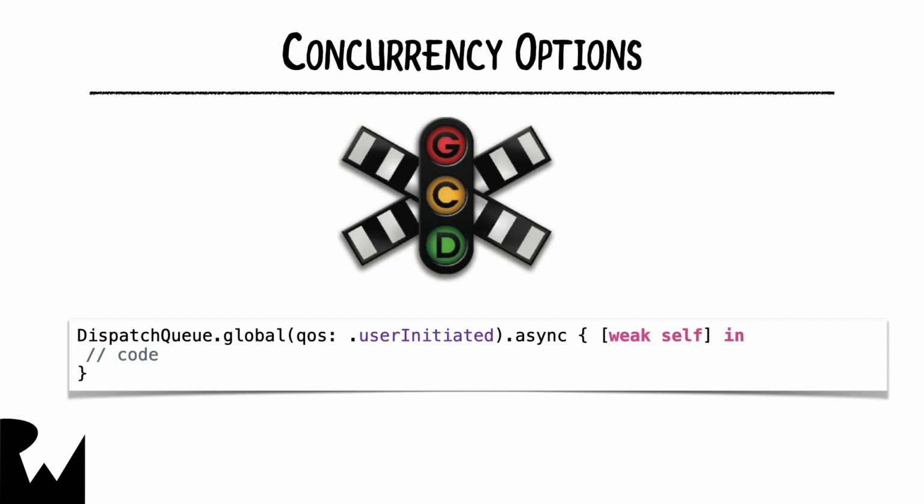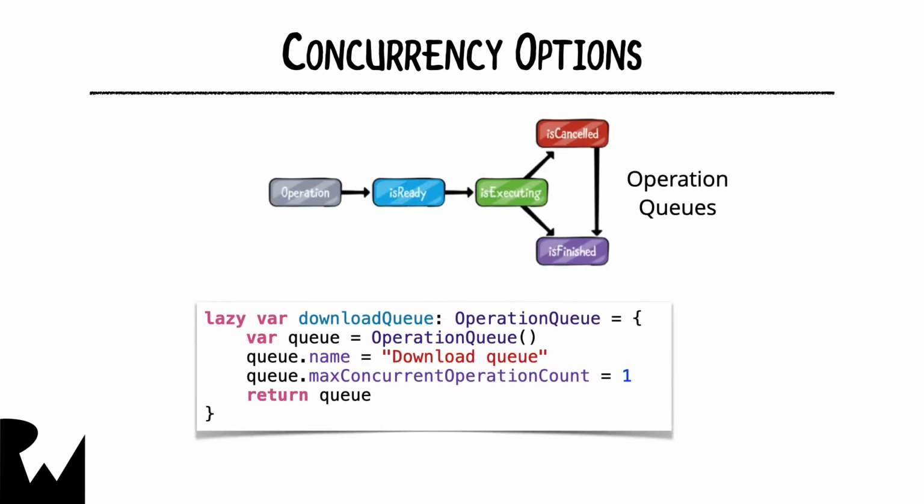Along with GCD, we have operation queues. Operation queues are built on top of GCD, making it easier to use from your application. These days, most developers work directly with GCD, but operation queues provide a higher level of abstraction, whereas GCD uses a C-like API. Operation queues also provide some additional features that would take a bit of code to develop in GCD, like priority sorting or a max concurrent operation count.